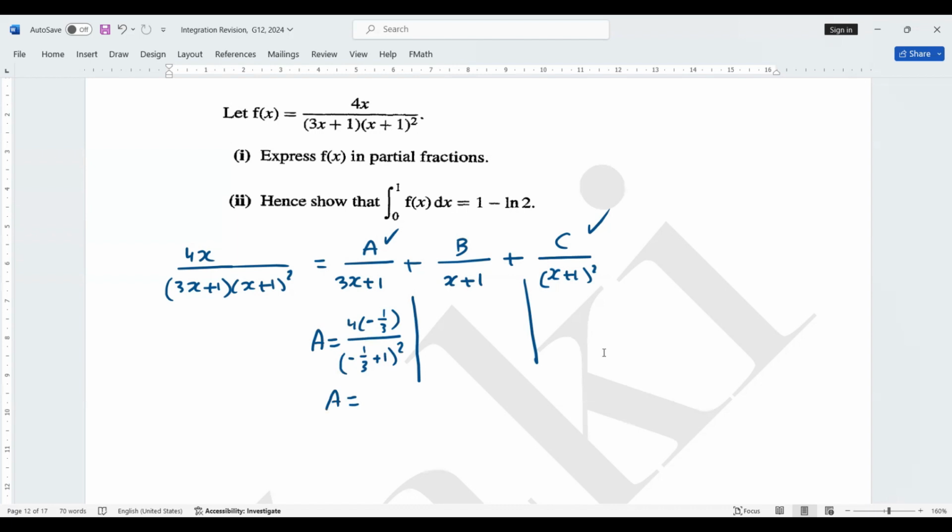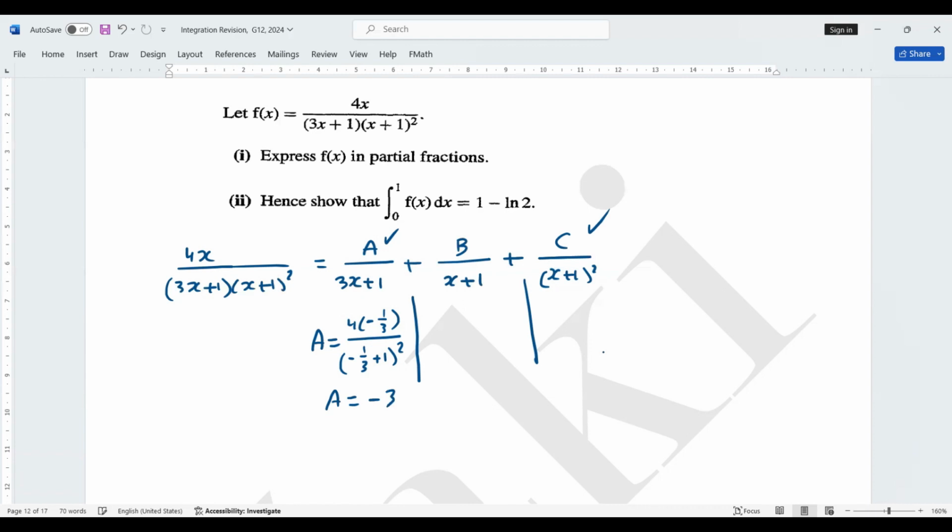4 times bracket negative 1 over 3, divided by open bracket fraction negative 1 over 3 plus 1 close the bracket squared. The value of a is negative 3. Try to check the answer, please.